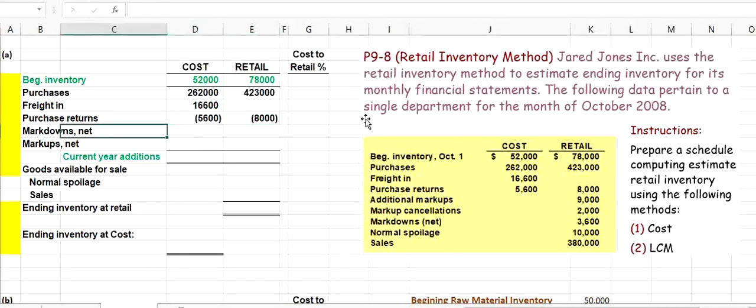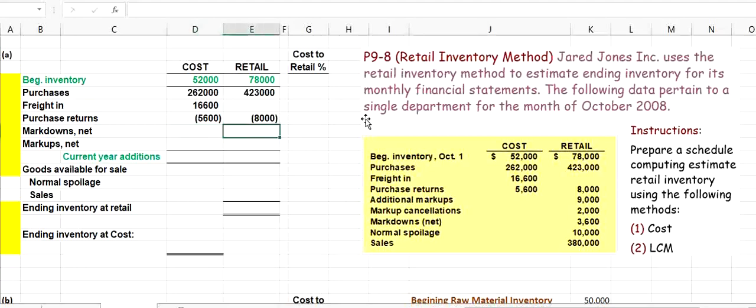Now you should have watched the video on markdown, markdown cancellation, markup and cancellation, and what we mean by markdown net and markup net. If you have not watched that video, pause this video and watch that one first and then come back here. With the assumption that you do understand markup, markdown, net, all these, I will directly utilize these in our numerical.